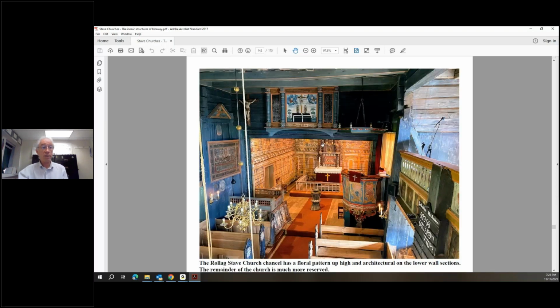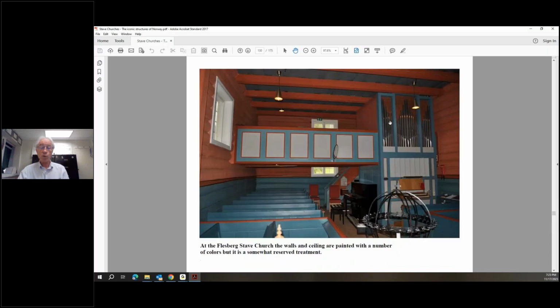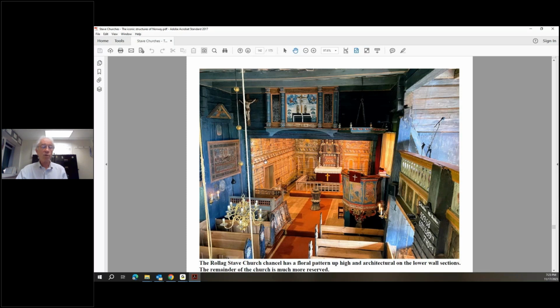And this is Rollock, and it takes a little bit from a couple of the different churches. So if we go back to Flesburg, we've got this really reserved paint job throughout the whole structure. Well, here at Rollock, we've got that reserved paint job in most of the structure, but then at the altar, we've got this really architectural and floral intermix again, just like Nora.